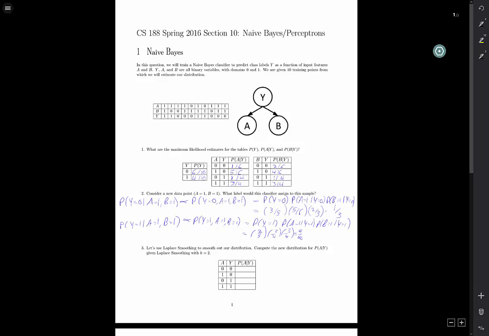So now what I notice is that 1/3 is greater than 9 over 40. So I'm going to predict label 0 because it's more likely.